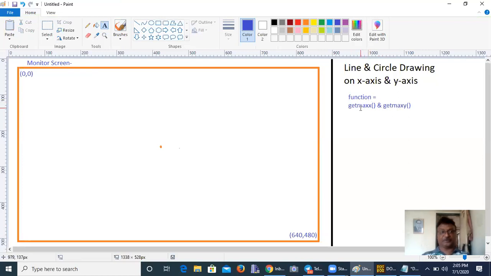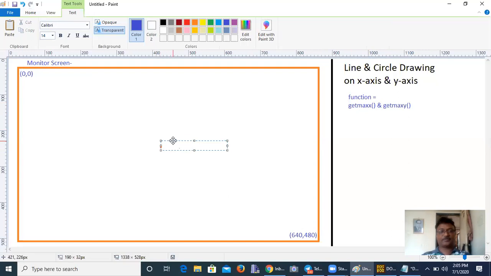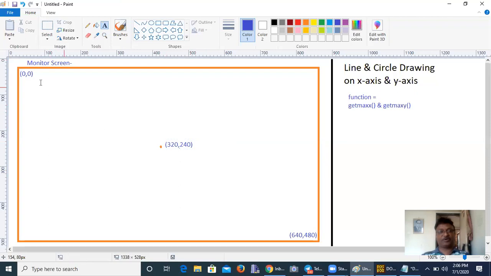Suppose I am using the function then. Now this is my x minimum, y minimum. Suppose this is my x max, y max. That is my value. Now, this is my center point. Suppose for this center point I have to consider 640 by 2, so the center point comes over here: 640 by 2 becomes 320, and here 480 divided by 2 is 240. So this is the center point of this screen. This is my entire monitor screen.